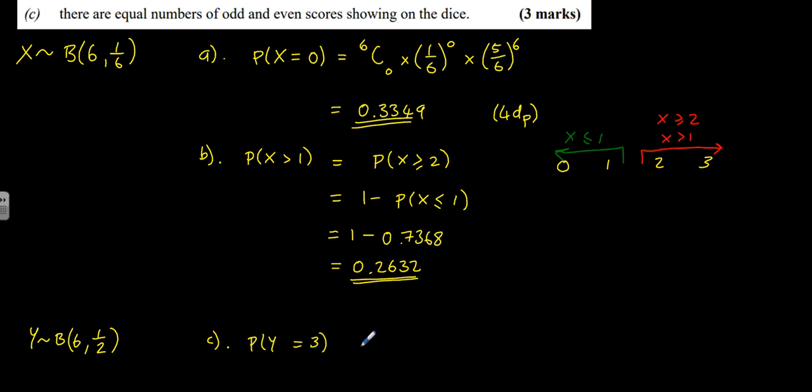So the probability that y is equal to 3 is going to be 6 choose 3, multiplied by 1/2 to the power of 3, multiplied by 1/2 to the power of 3. Okay, 1/2 to the power of 3 for our 3 evens, 1/2 to the power of 3 for our 3 not evens. So we'll just type that in. 6C3 multiplied by 1/2 to the power of 3 multiplied by 1/2 to the power of 3. And we have the answer 5/16 or 0.312.